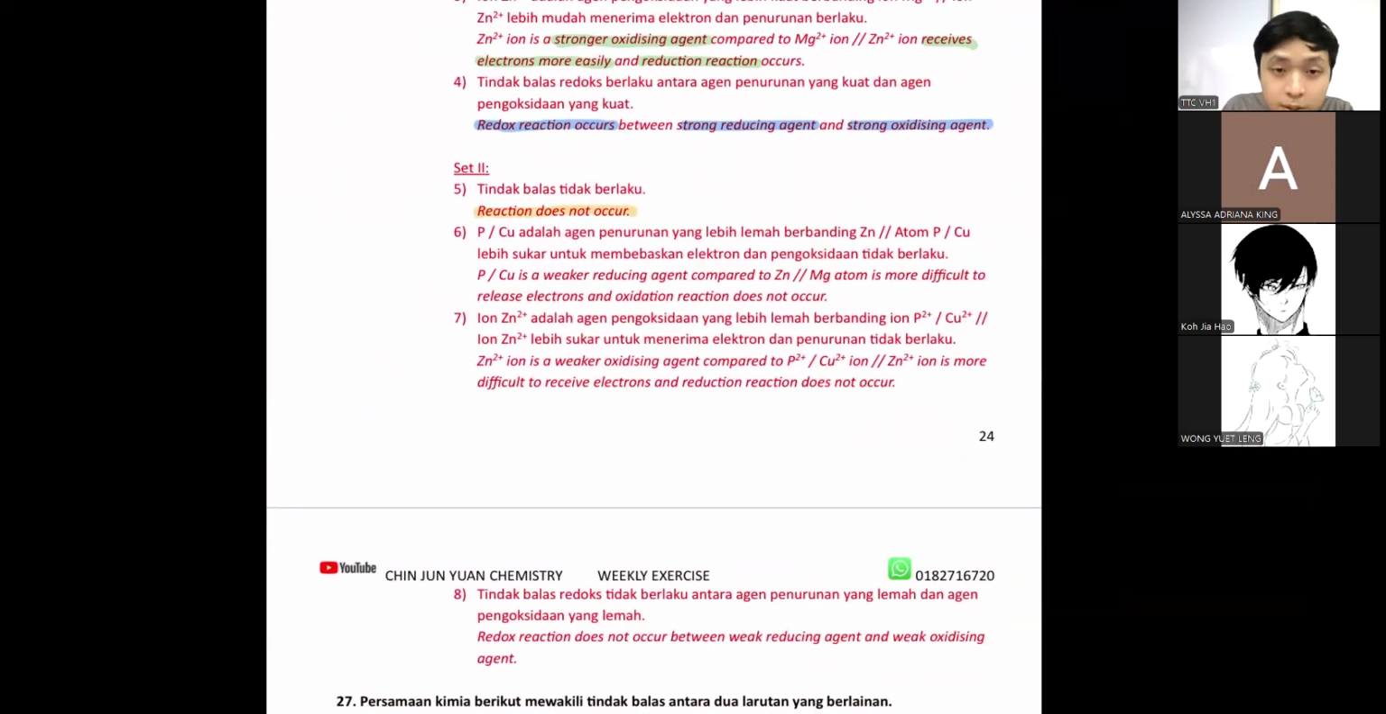Reaction does not occur. You can either say copper is a weak reducing agent. You can say P, you can say copper, same thing. Because just now you suggested P is copper, right? P is a weaker reducing agent.